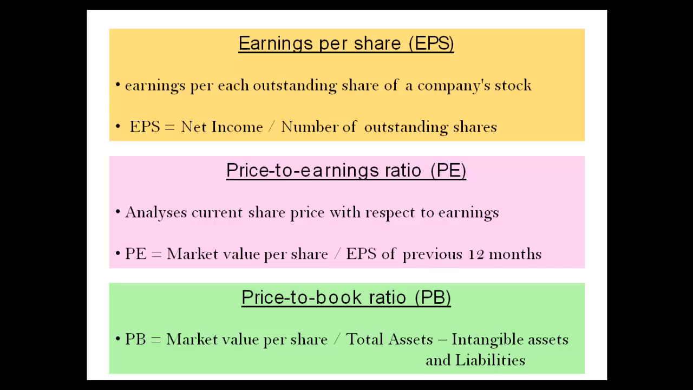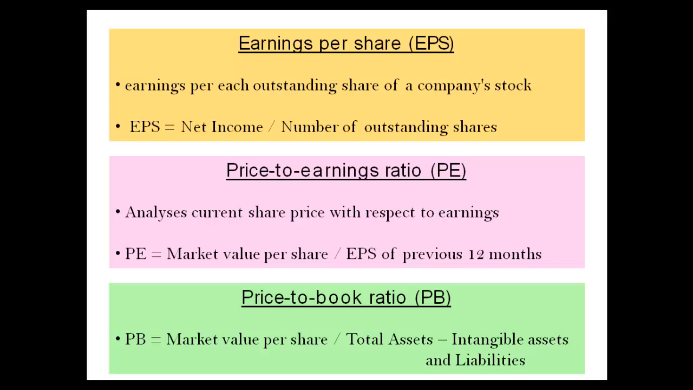Price to earnings ratio, PE. The PE ratio is the current price of a share of stock divided by the previous 12 months earnings per share. It is a common measure of how cheap or expensive a stock is relative to the earnings.